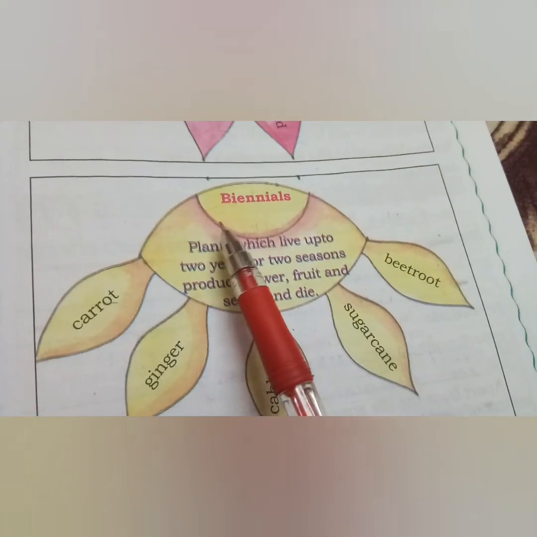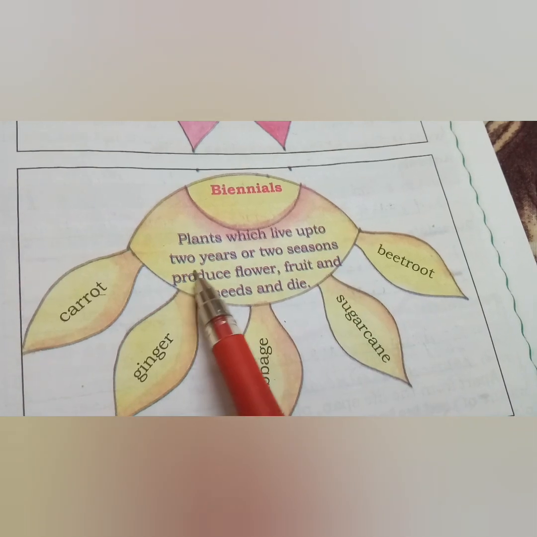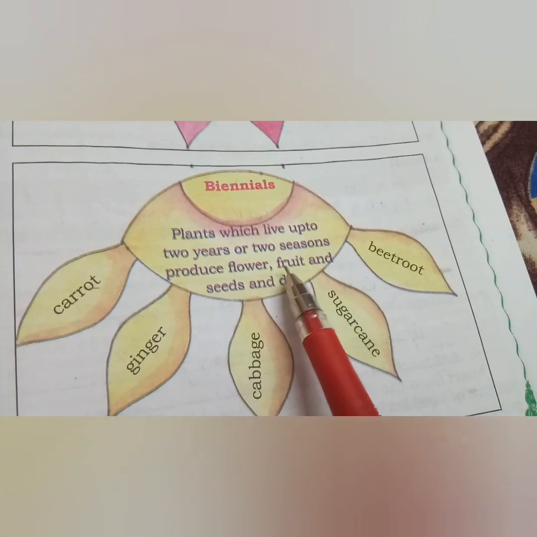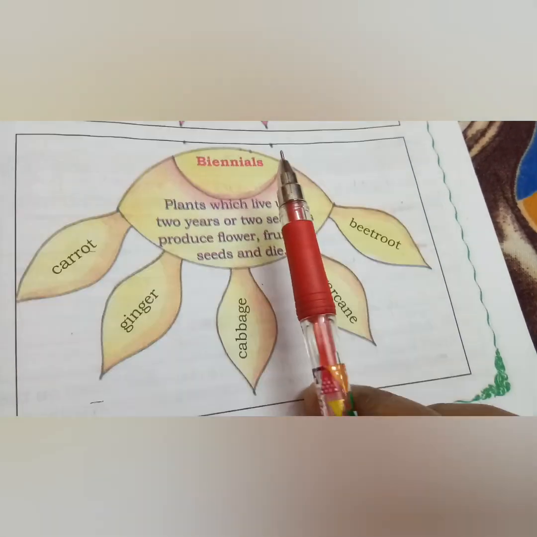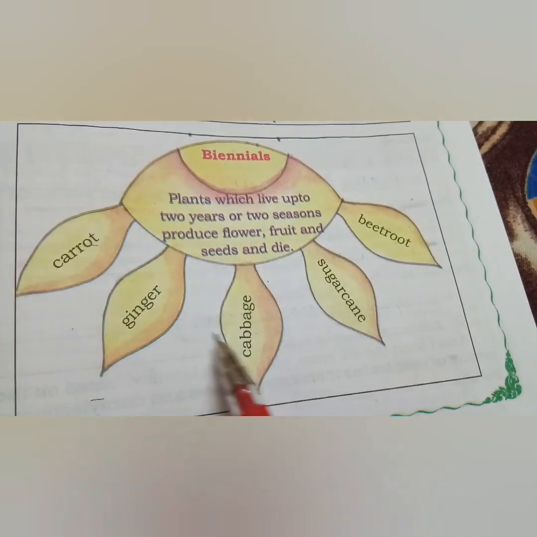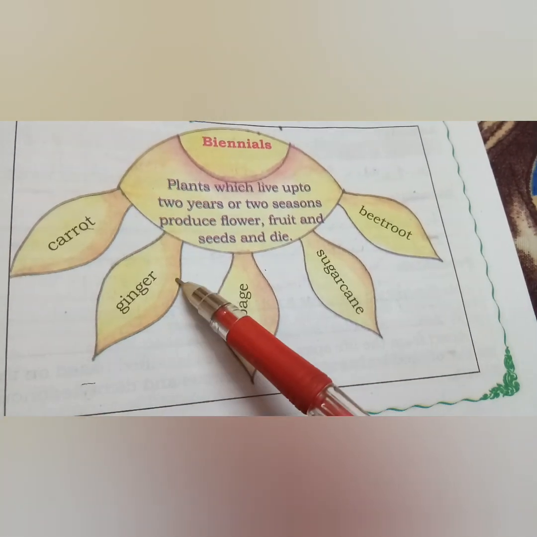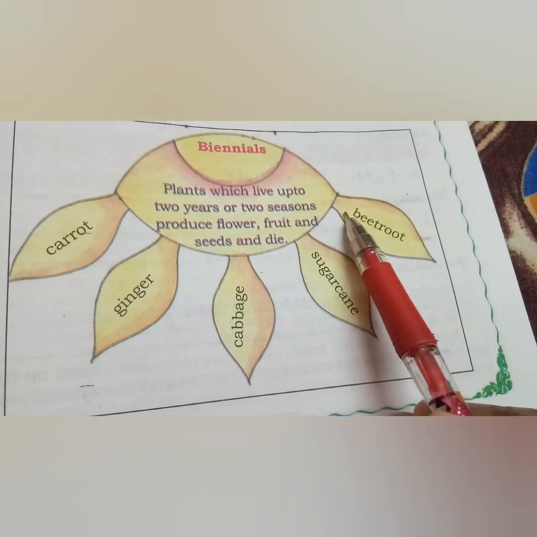Okay, next one is biennials. Plants which live up to 2 years or 2 seasons, produce flower, fruit and seeds and die. Okay, which are the vegetables here, children? Carrot, ginger, cabbage, sugarcane and beetroot.